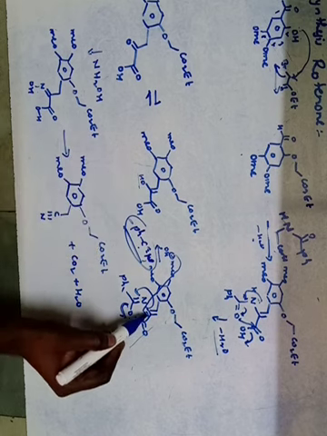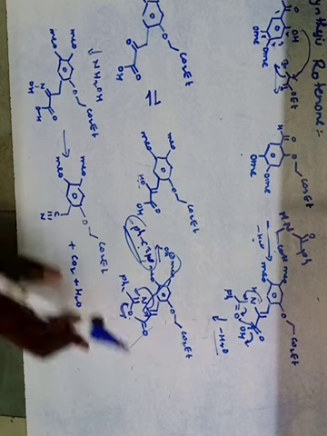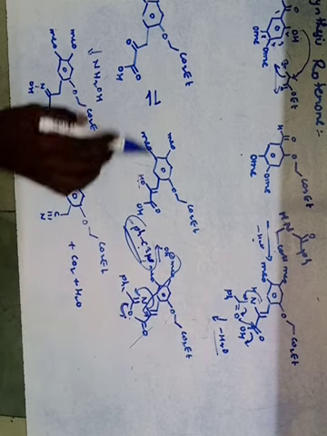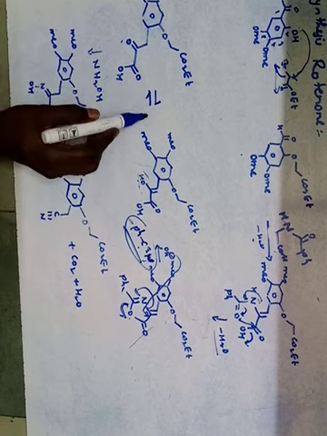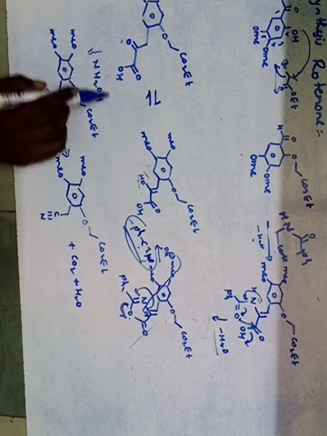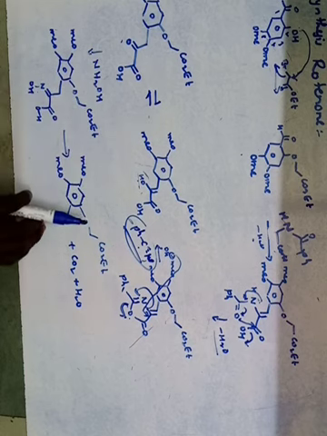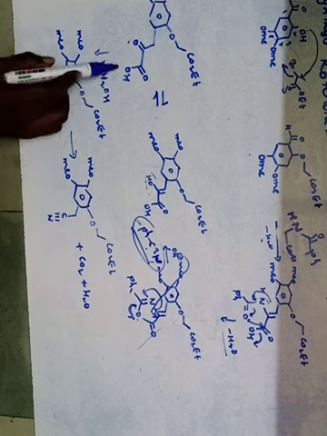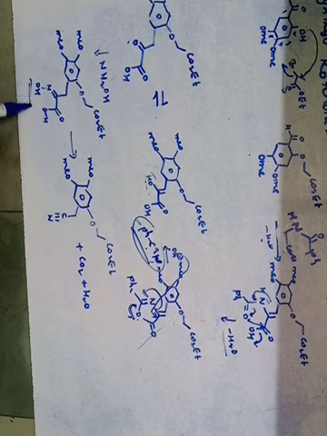This OH will attack on this carbon, so it will be OH, and it is converted to an acid, and it will undergo keto-enol tautomerism. This is the enol form. It will be the keto form. So it is a keto-enol tautomerism, and this one reacts with hydroxylamine. When we treat it with hydroxylamine, it will form an oxime structure.